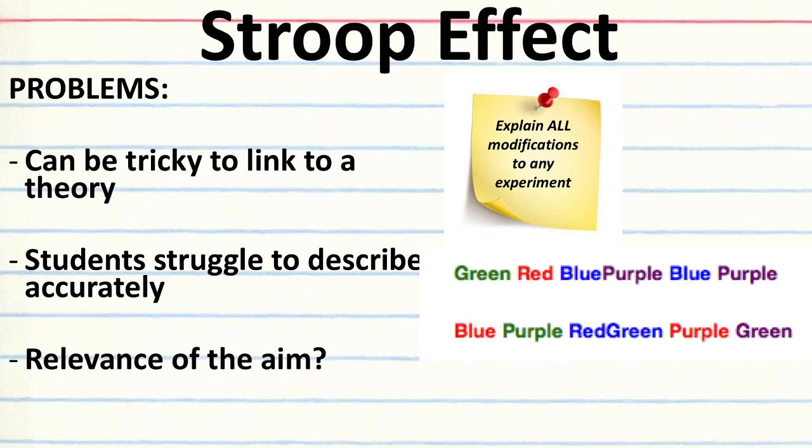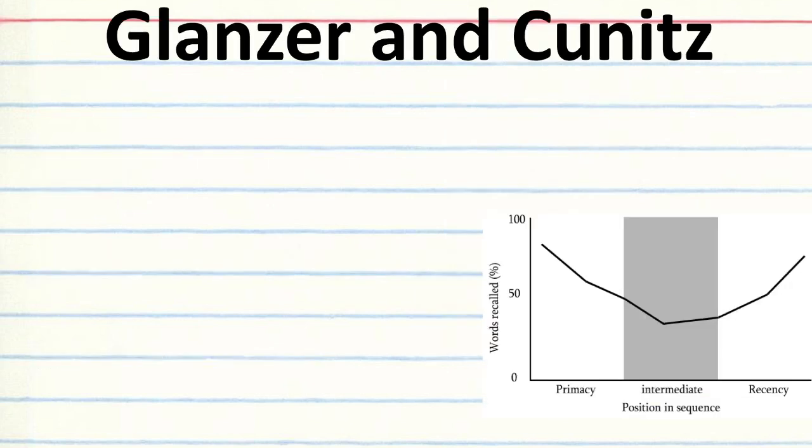Now, I love the fact that you're just curious, but really, you should be able to explain and justify all your modifications. And if you can, not just for Stroop effect, but any study, if you can explain the changes you make, that gives you heaps to write about in your exploration, right?